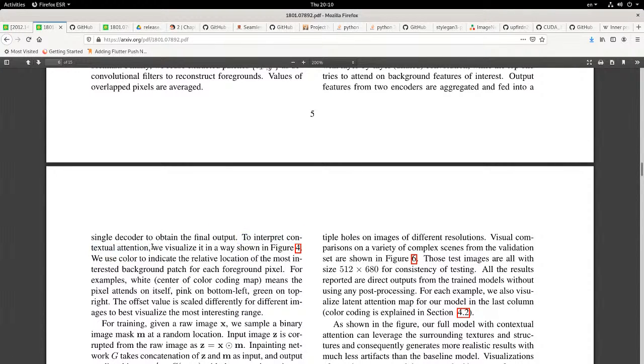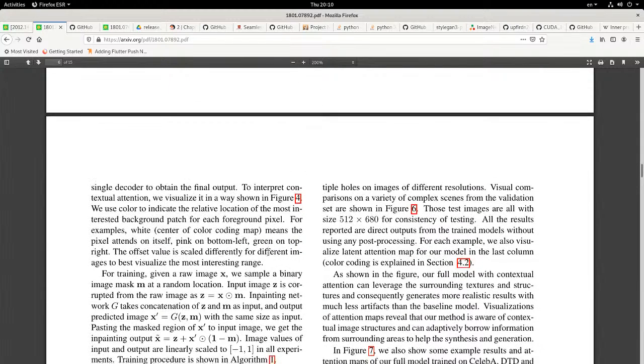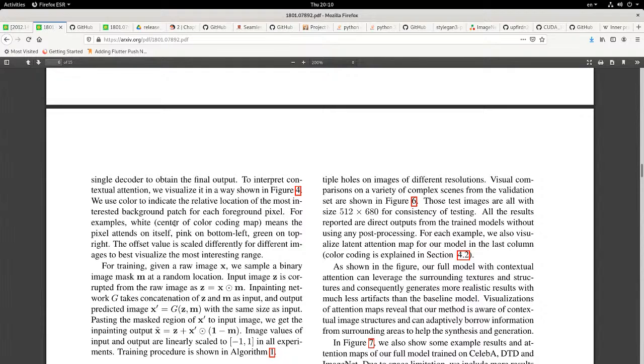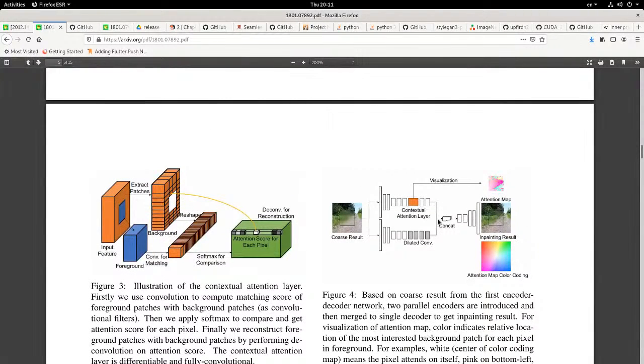To interpret contextual attention, we visualize it in a way shown in Figure 4. We use color to indicate the relative location of the most interested background patch for each foreground pixel. For example, white at the center of the color coding map means the pixel attends on itself, pink on the bottom left, green on the top right. The offset value is scaled differently for different images to best visualize the most interesting range. Okay.